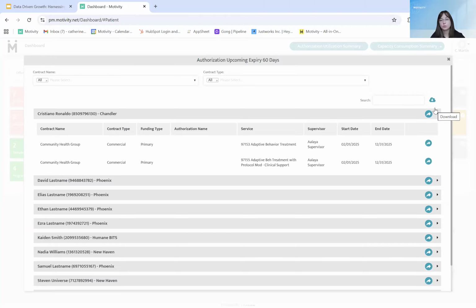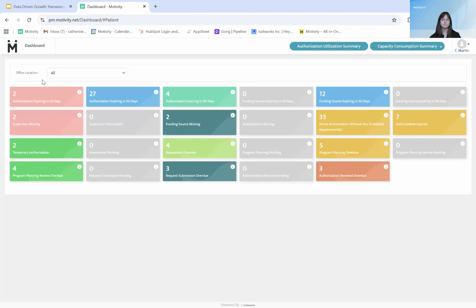Additionally, I can download this information to be able to view it in a report if I need to share it at a clinical meeting or an operations meeting with the team to make sure, are we moving through these authorizations? Are we requesting them in enough time? Is everybody taking note of when authorizations are expiring to make sure you don't have any lapse in service?